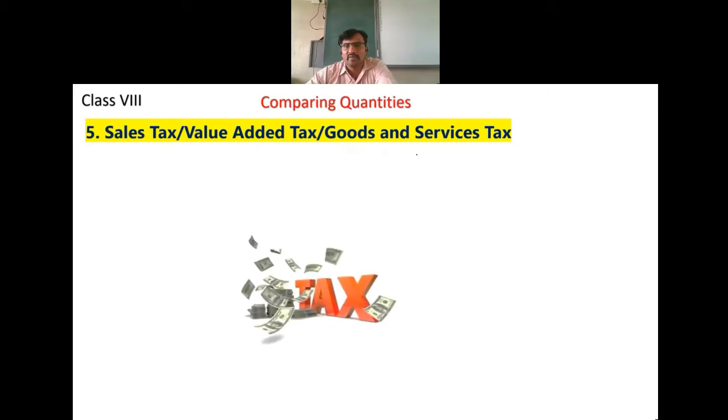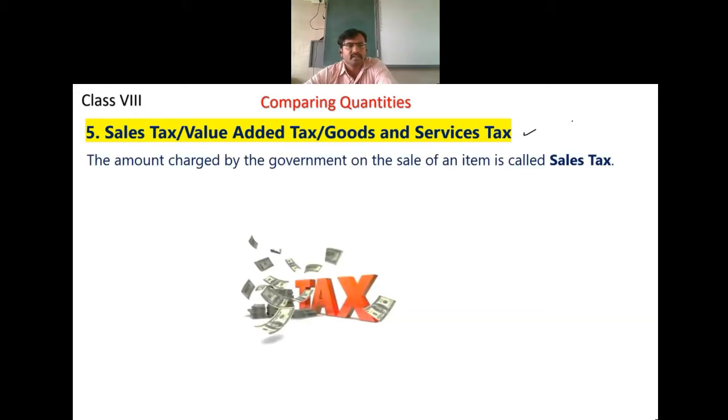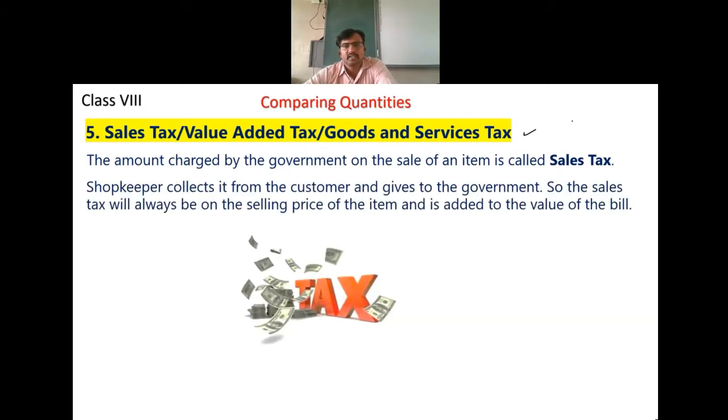Now we have something called sales tax or value added tax or goods and service tax. You must have come across this concept. If you observe any bill, along with the product they will charge an extra amount called tax. The amount charged by the government on the sale of an item is called sales tax. The shopkeeper collects it from the customer and gives it to the government. So the sales tax is always on the selling price of the item and is added to the value of the bill.